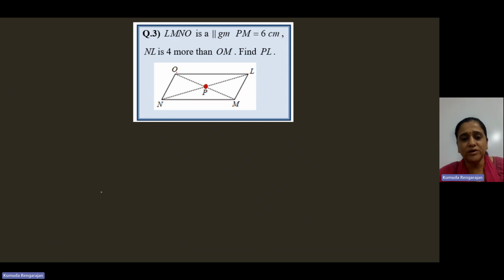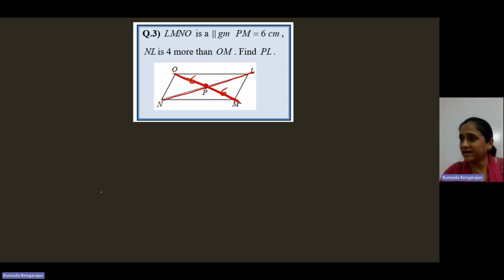So P is the midpoint of OM. P is also the midpoint of the diagonal LN. So if PM is 6, this is also 6, because OM is a diagonal and it is cut into 2 equal pieces. The midpoint is P. Yeah, the diagonal is OM. And which is the midpoint of OM? P. So if PM is 6, OP is also 6. That's all you can find.